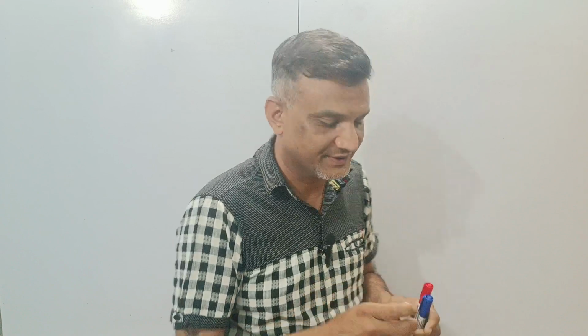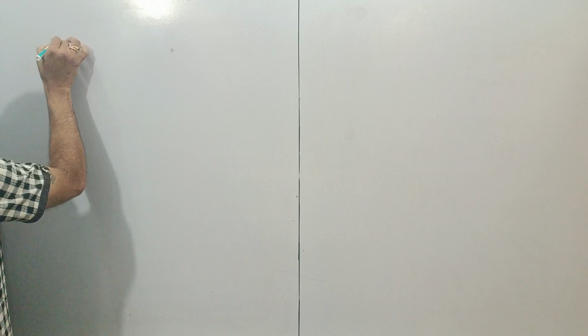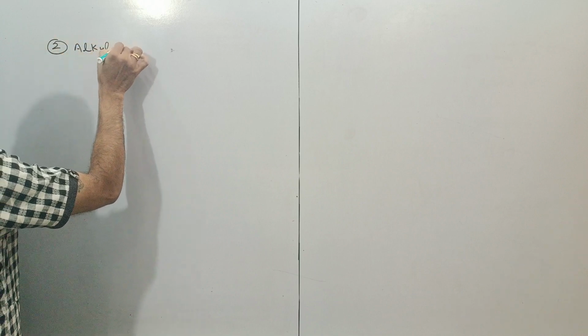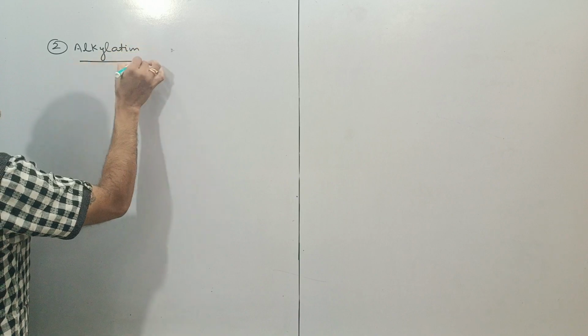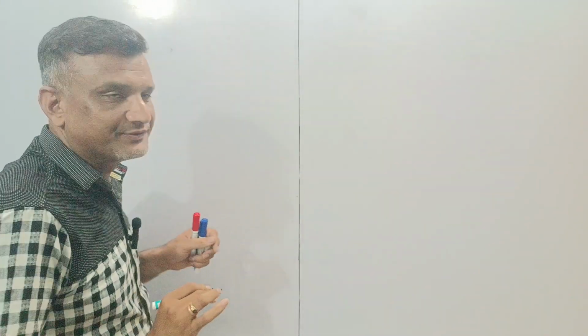Now it's time to discuss the second important property, known as alkylation. So this is the second property, alkylation. We can say substitution of an alkyl group is called alkylation.